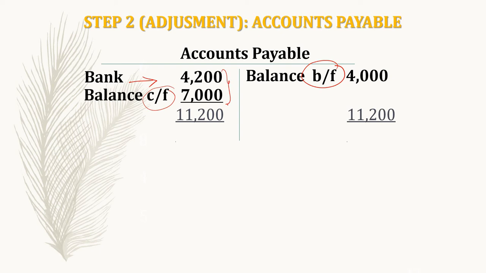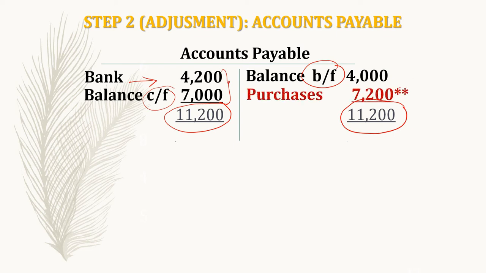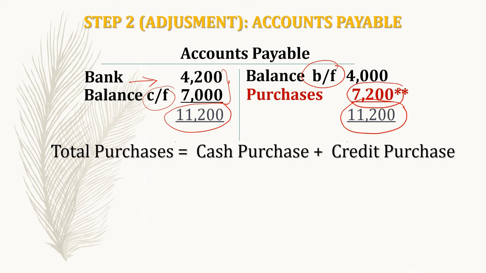So this one will total up with the amount of 11,200. So the credit side will also have the same amount. So the missing value is actually your credit purchase, 7,200. So your total purchase will be your cash purchase plus credit purchase, that is 7,200 plus 600 ringgit, so 7,800. Okay, these are the adjustments that you need to do for your AP and AR in order to find your sales and purchase amount.